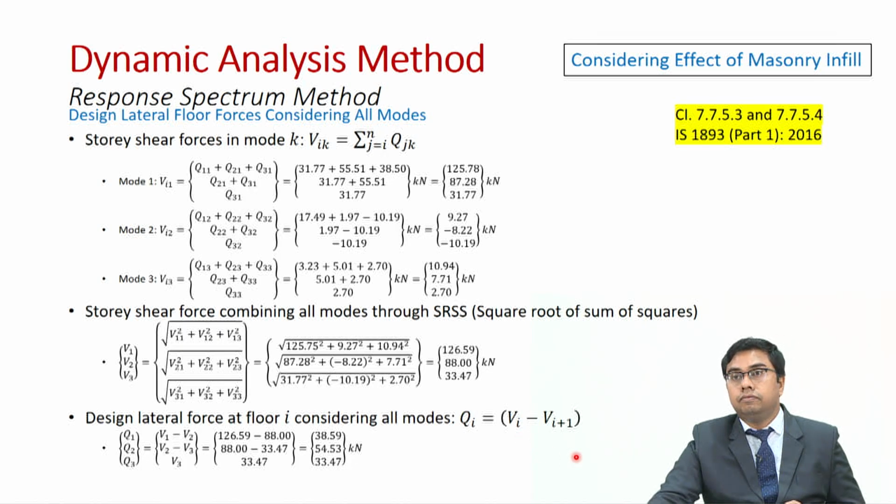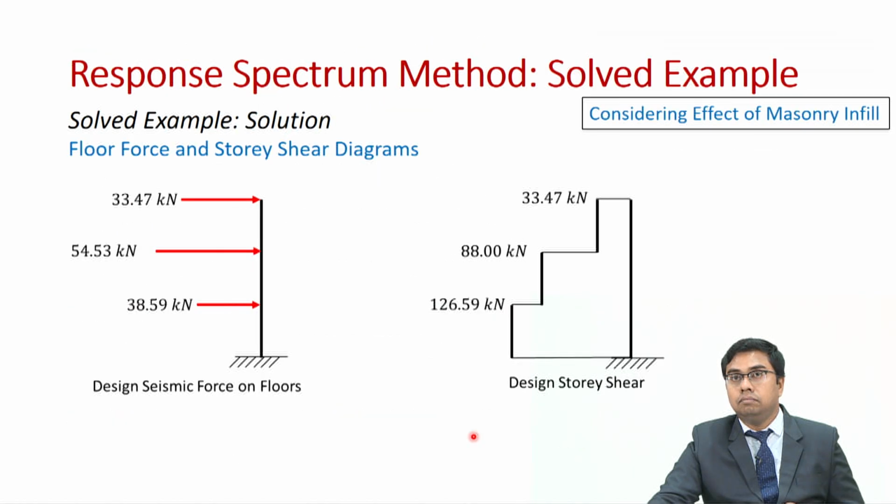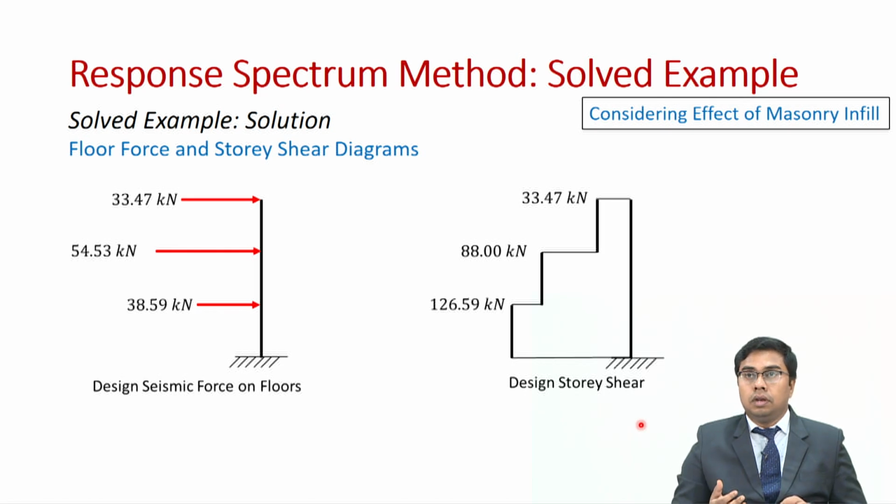Now, once we have found out this, let us represent it through a schematic diagram for design lateral force on various floors and design story shear. As you can see, the design story shear in the middle story shall be equal to 33.47 plus 54.53 kilonewton, and therefore you are able to obtain the design lateral force and the design story shear. Now, we have estimated the design lateral force as well as design story shear considering all the modes.